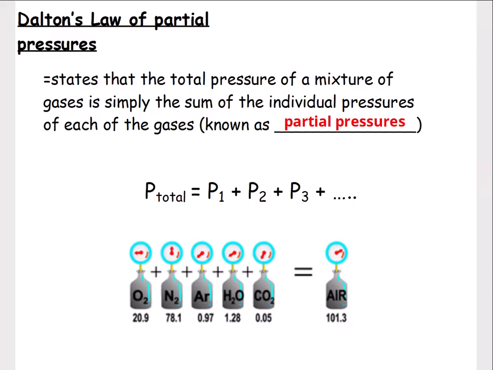The last part is Dalton's law of partial pressures. Dalton's law states that the total pressure of a mixture of gases is simply the sum of the individual pressures of each of these gases, known as partial pressures. So the total pressure, P total, which we'll represent with PT, is equal to P1 plus P2 plus P3 plus however many gases we have. So air is made up of oxygen, nitrogen, argon, water, CO2, and if we add up all of those partial pressures, we get atmospheric pressure.